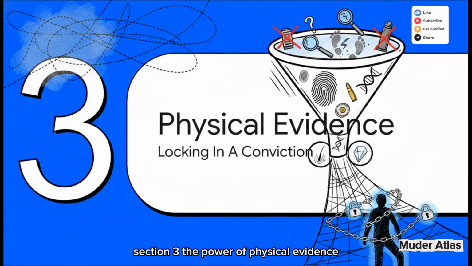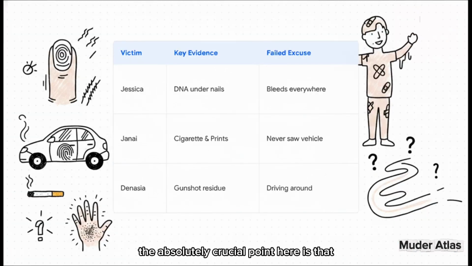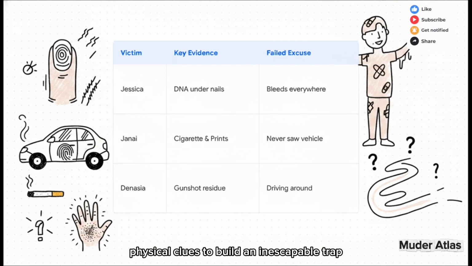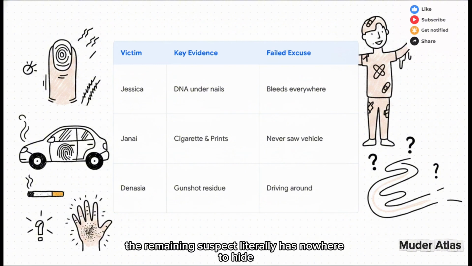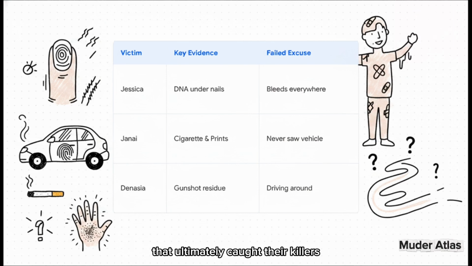Section 3. The power of physical evidence. Tangible clues that lock in a conviction. The absolutely crucial point here is that once the false leads are eliminated, investigators lean heavily on hard physical clues to build an inescapable trap. Once that forensic funnel narrows, the remaining suspect literally has nowhere to hide. And what's amazing is that in all these cases, the victims themselves bravely helped secure the very physical evidence that ultimately caught their killers.